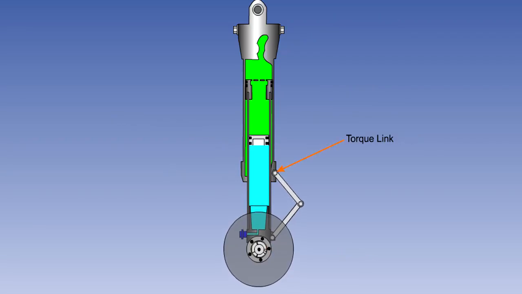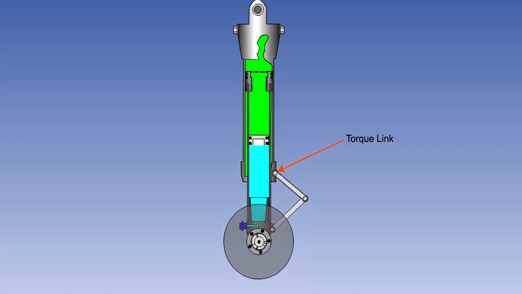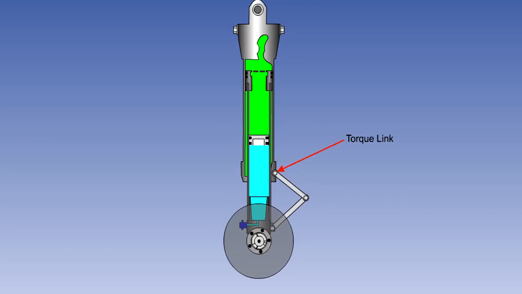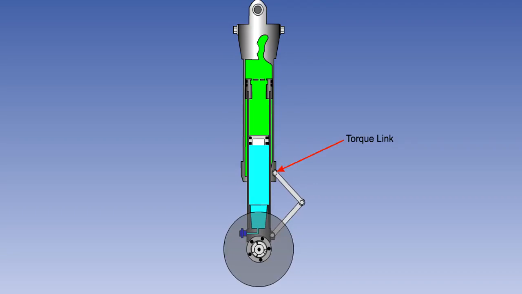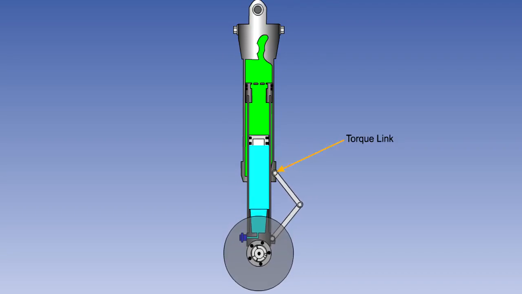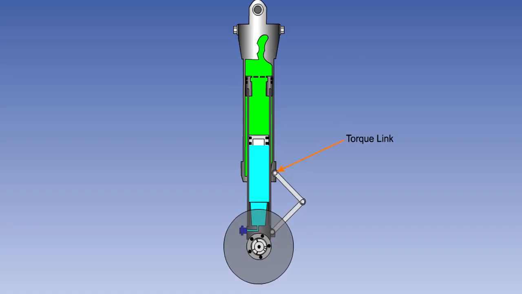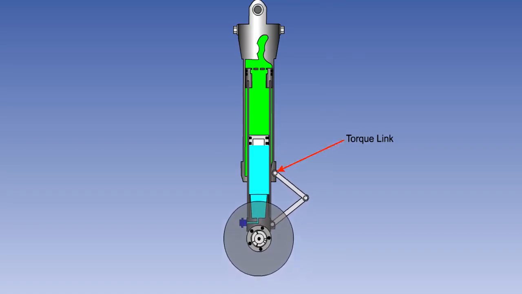The inner cylinder is free to rotate and move up and down within the outer cylinder. However, rotary movement is prevented, and up and down movement is limited by the torque links, which connect the inner and outer cylinders together. These links are sometimes also known as torsion or scissor links.